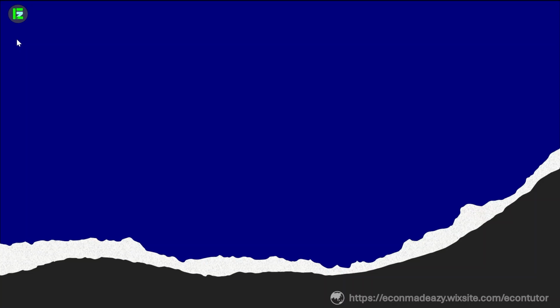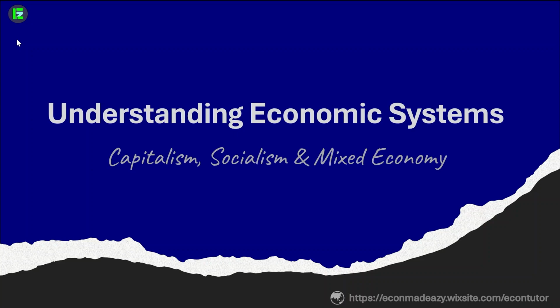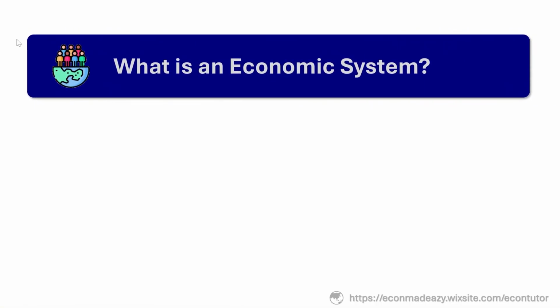Why do some countries have global giants like Apple while others focus on free healthcare and education? Who decides what gets made and for whom? That's the role of an economic system. It shapes our everyday lives. Let's understand: what is an economic system?